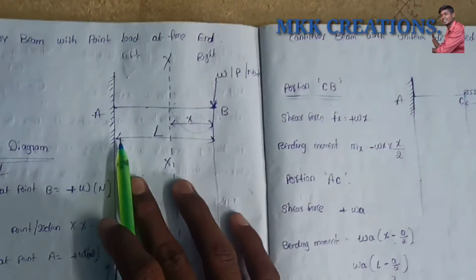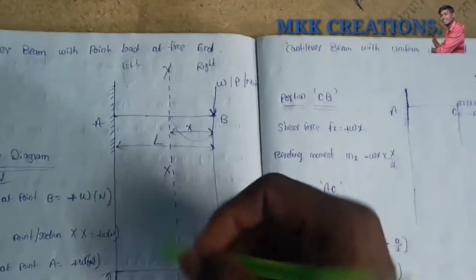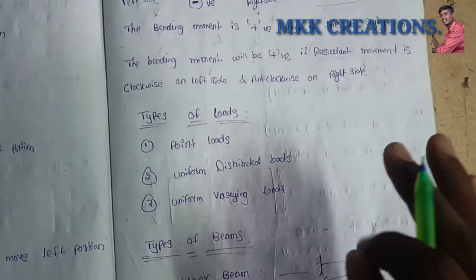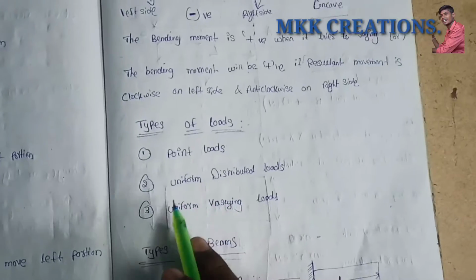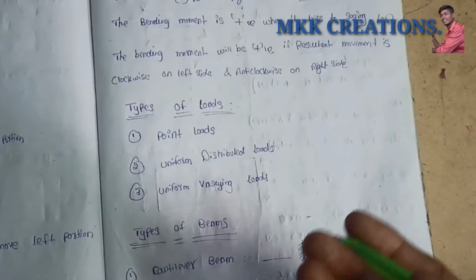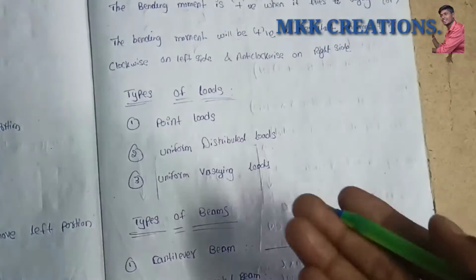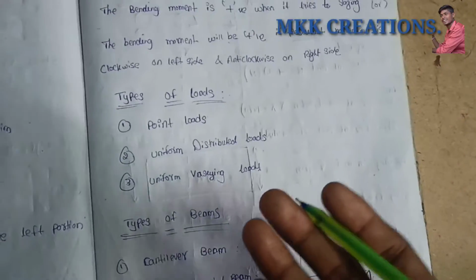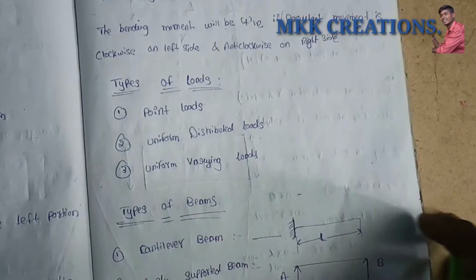Now consider this is a cantilever beam. What types of loads act on this? We have only three types of loads: one is point load, another is uniformly distributed load, and the third is uniformly varying load. For that we want to derive some equations, and according to those we want to find the diagrams, that is, the shear force diagram and the bending moment diagram.